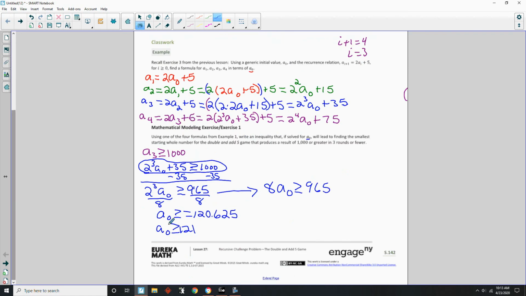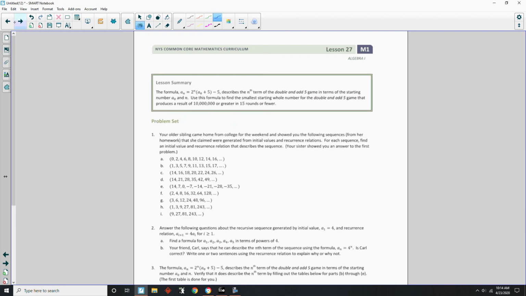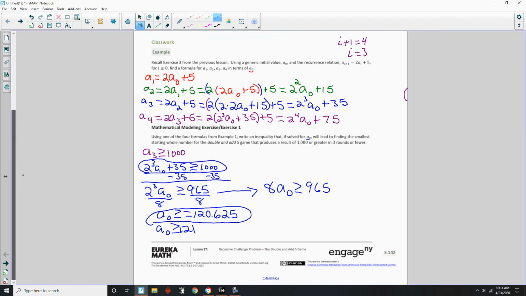And I'll just show that again. So a sub 0 is greater than or equal to 120.625. Okay, so that is the set of all starting numbers that reaches 1000 or greater in 3 rounds or fewer. Therefore, the smallest starting whole number is 121. So that's, whoops, wrong direction. So that's what I had here.